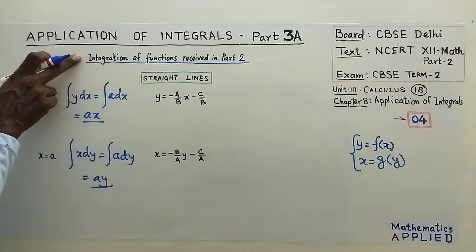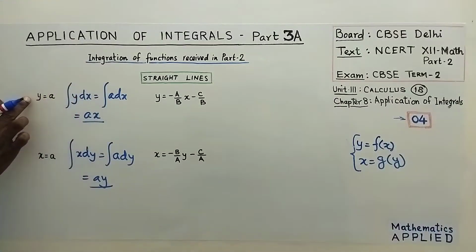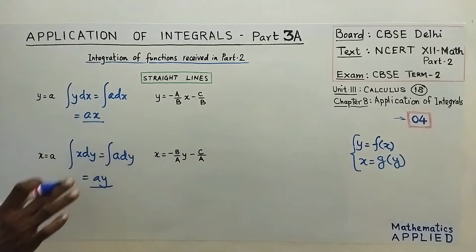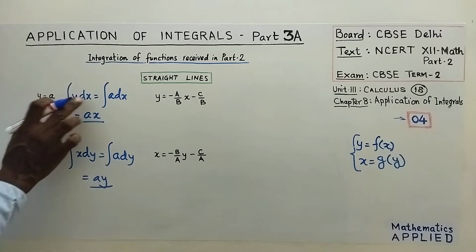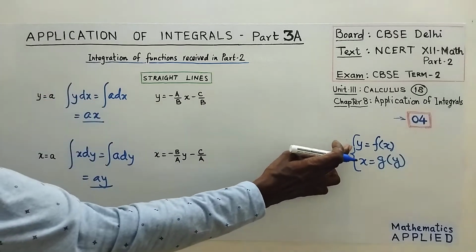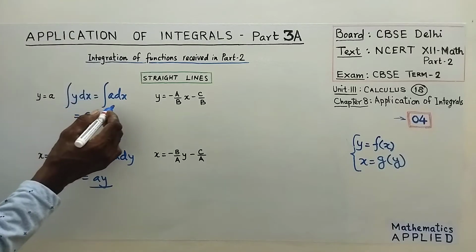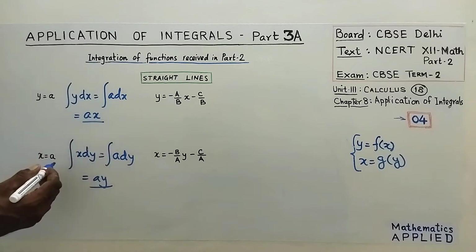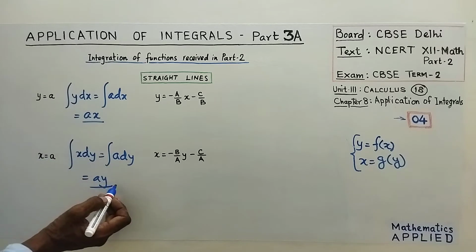So then we quickly go and take the straight lines. This is what we are going to do: integration of functions received in part 2. The straight line functions that we had, only 4 relations we had. So I am going to integrate this. Here this is integral of y, because y is a function of x, so I will integrate with respect to x. So y dx gives me ax, right? Likewise, if you integrate x with respect to y, then you will get ay.